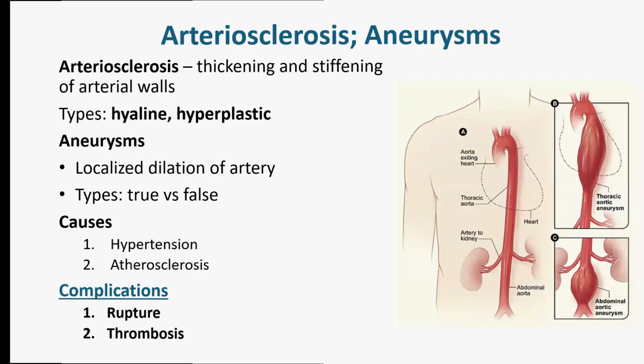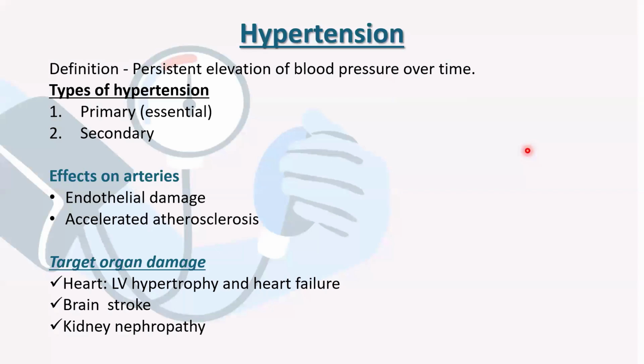Then to hypertension. I presume this one you know. Hypertension is persistent elevation of blood pressure over time. Types of hypertension.